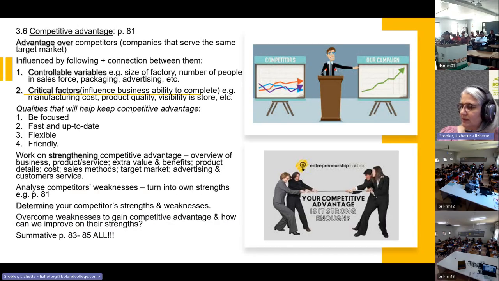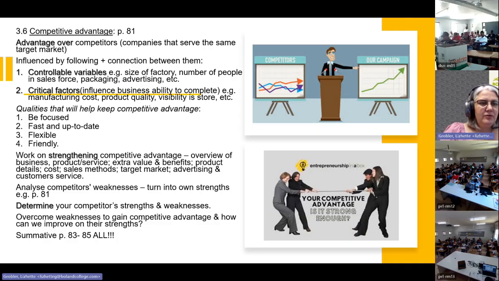Okay, so very important then is the last thing that we're going to have to look at in our module here, and that is the competitive advantage. Competitive advantage is the advantage over your competitors. Exactly what it says. So this is where the companies obviously serve the same target market, so the same people buying from you will be buying from your competitors.